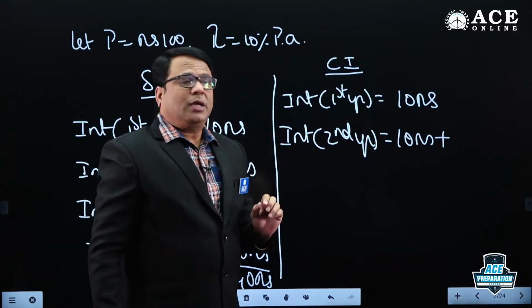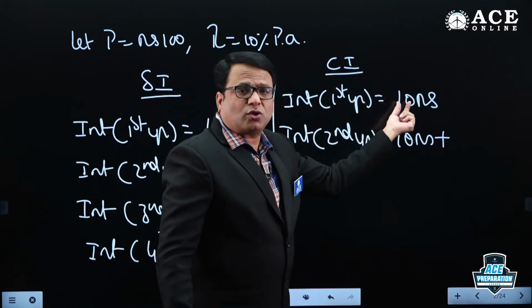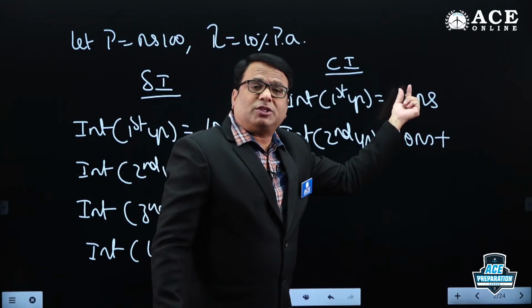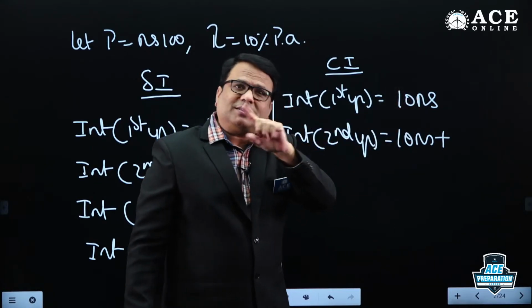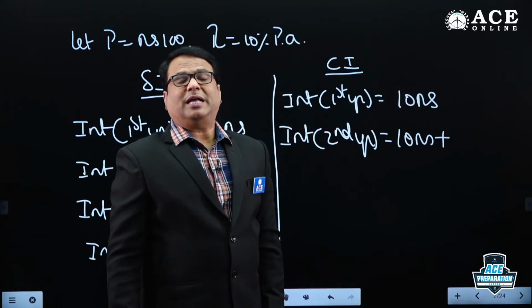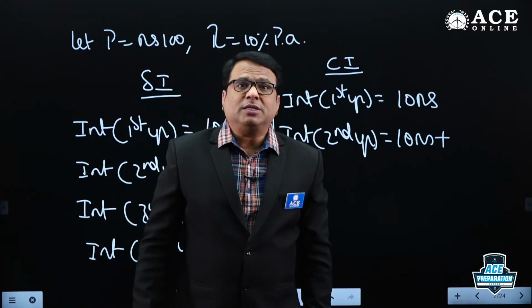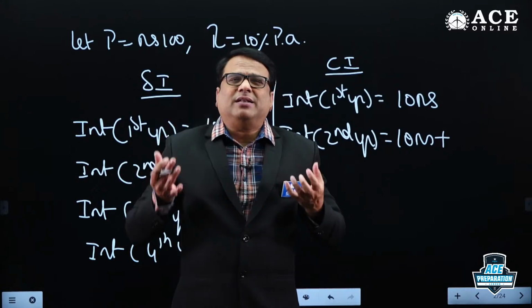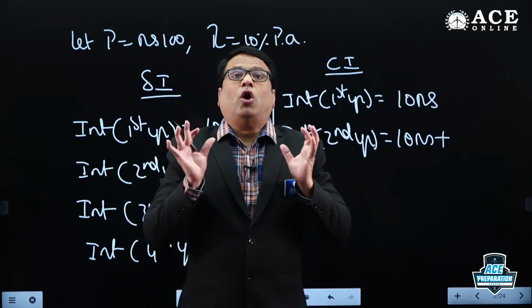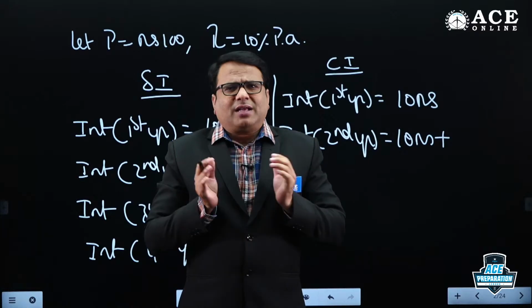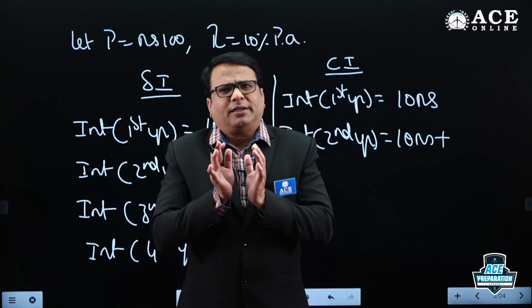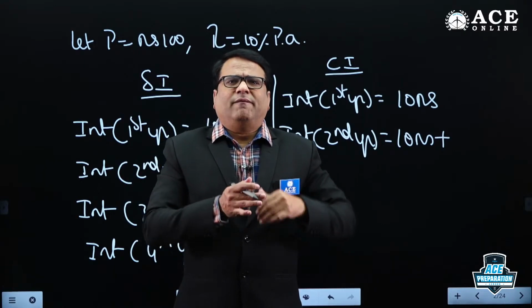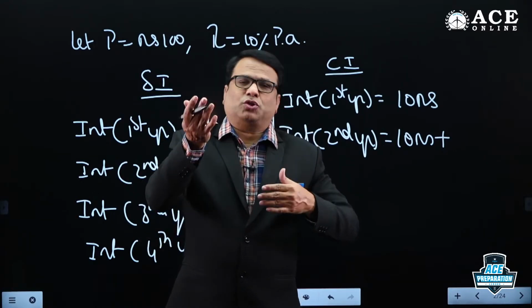Then next, in the first year, we got an interest of 10 rupees. On this 10 rupees also, 10% is charged. That means in compound interest, we charge interest on interest. And that is the reason we call it compound interest. Whereas in simple interest, we calculate interest only on the principal, but in compound interest, we calculate interest on interest also.